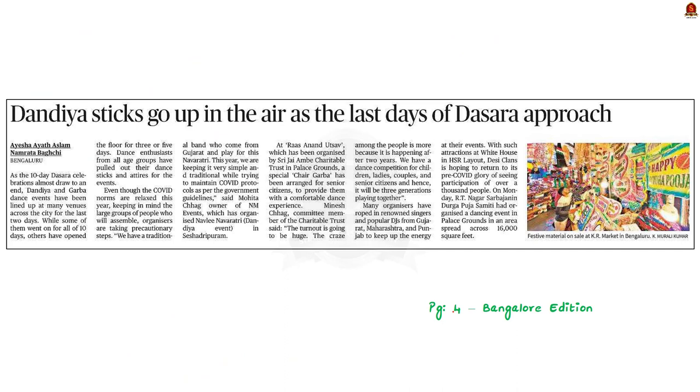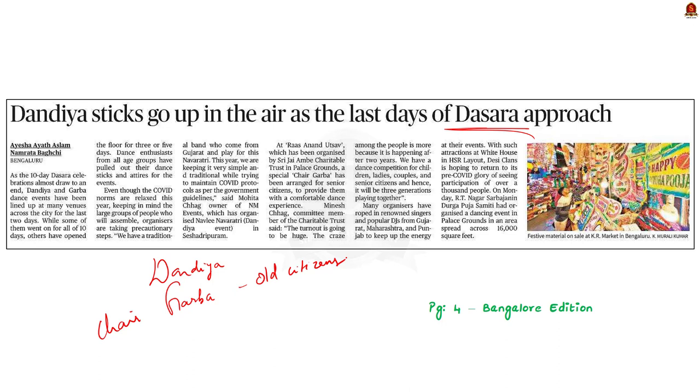See this article here. It says that as part of Dasara celebrations, Dandiya and Garba dance events have been lined up at many venues across Bangalore city. The fascinating fact here is, Chair Garba has been arranged for senior citizens to provide them with a comfortable dance experience. This is the crux of the news article given here.